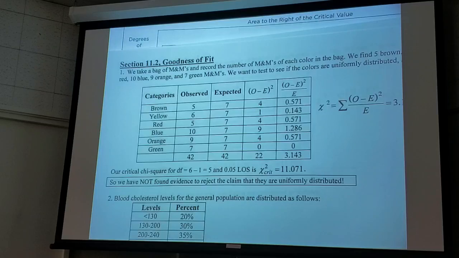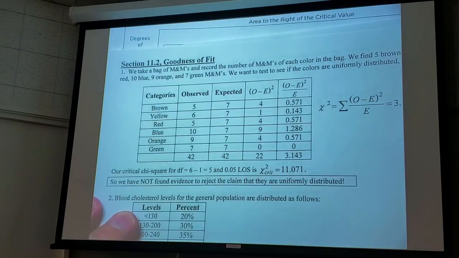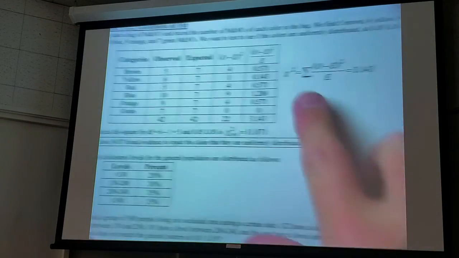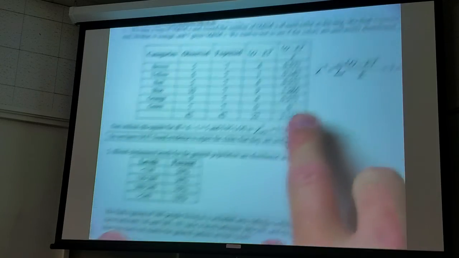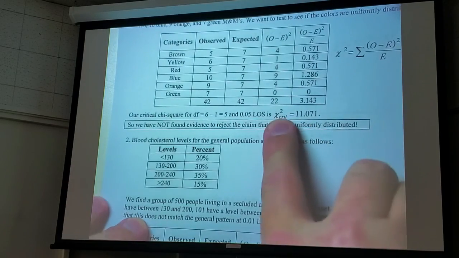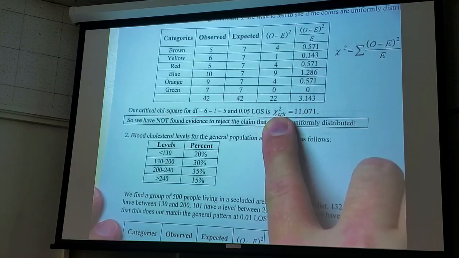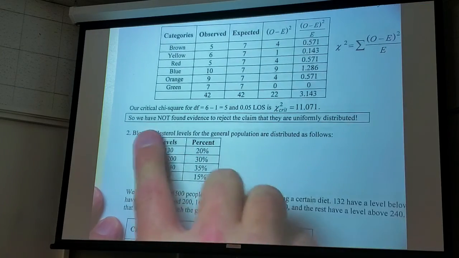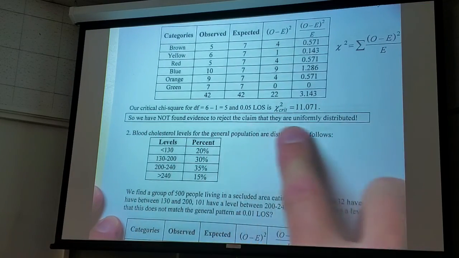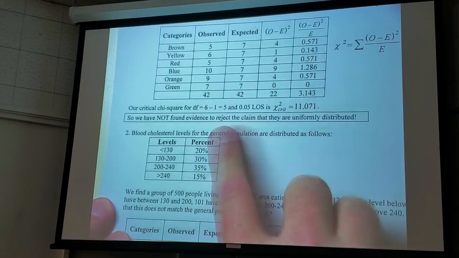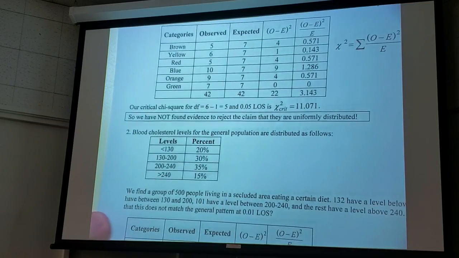Okay, so I work through this. So here's the chi-square star, here's the chi-square critical, like the rejection region, right? So obviously we didn't make it far enough, so we have not found evidence to reject the claim they're uniformly distributed. You don't have to be all that official in your language.